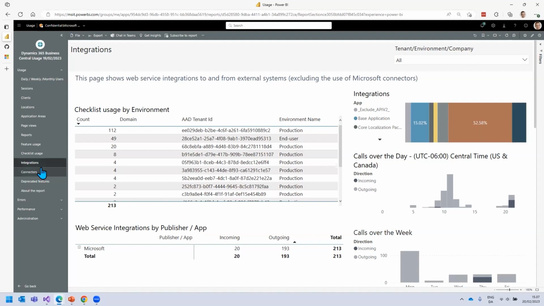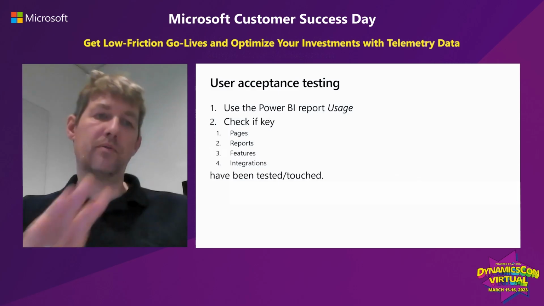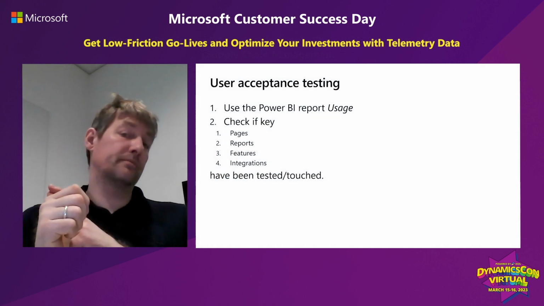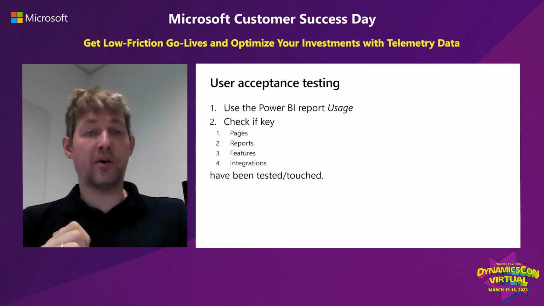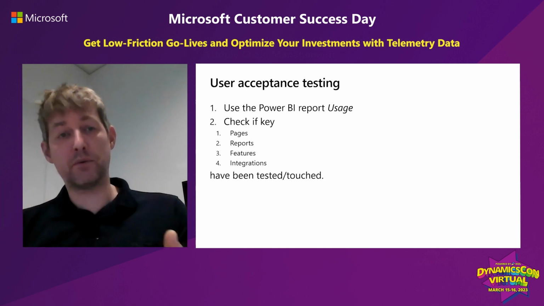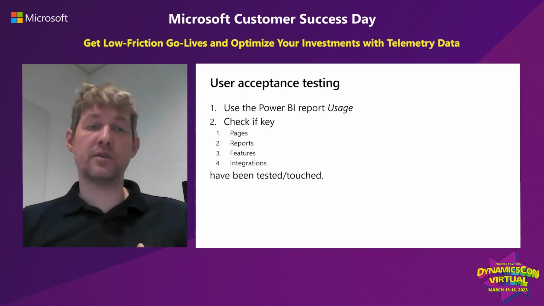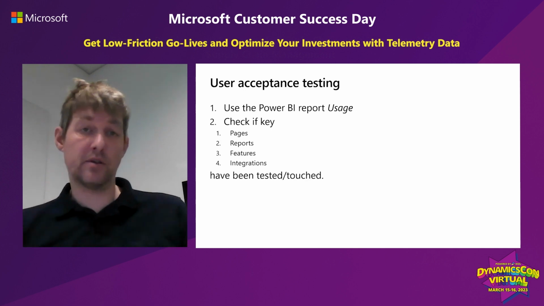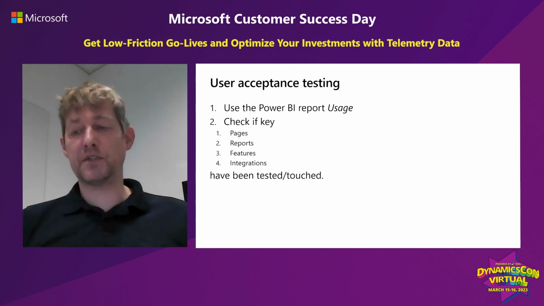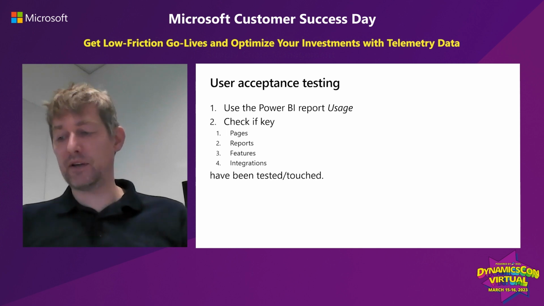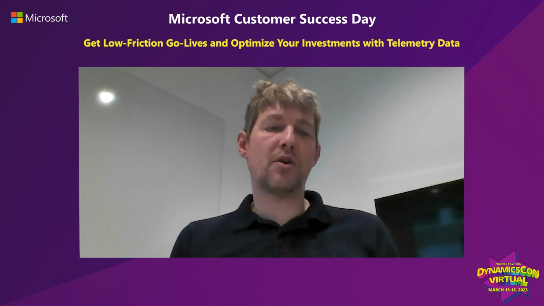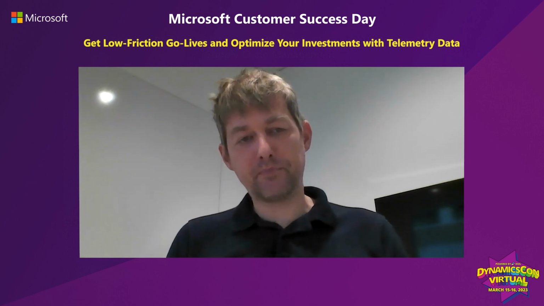Great. Let's go back to the deck and talk about removing friction. Oh, first I need to tell you, of course, that to wrap up the user acceptance testing, what you saw here is you can use the Power BI report, the usage part, and you can simply check if key pages, reports, features, and integrations have been tested or touched. You have data, and there's no need to have status meetings to ask if people did it. You can just see if they did or if they did not. Okay, so let's talk about removing friction.